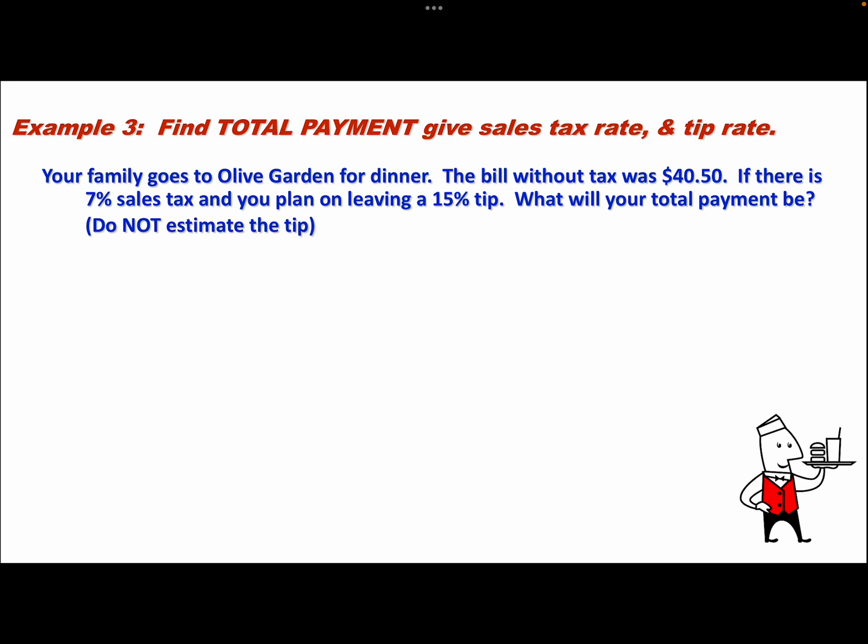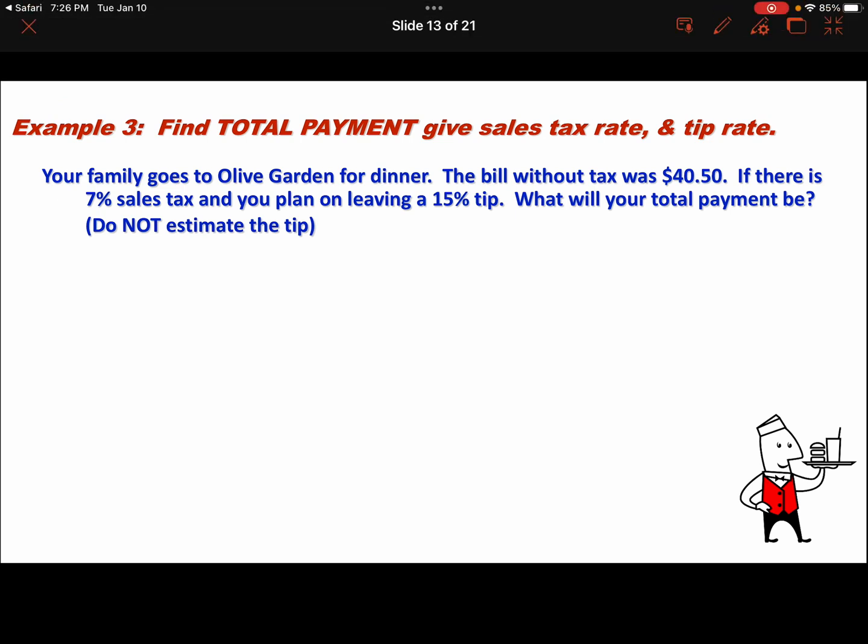All right, last one. This one takes a little bit of time, but we're going to go through it kind of quickly. And so you're going to Olive Garden. The bill without tax is $40.50.